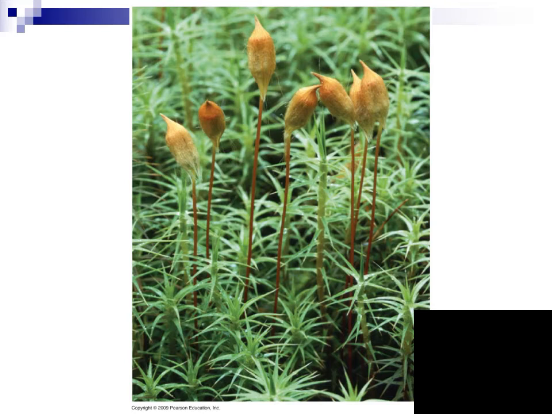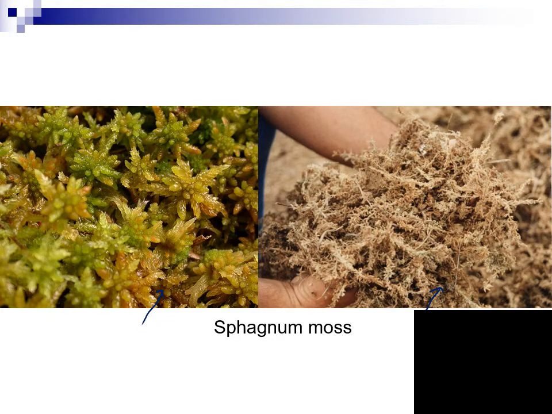moss plant. So here you can see the real thing. And so those little brown guys, those are the sporophytes, and they just come up when they're ready to drop spores. Okay, just examples of maybe where you've seen moss in real life.